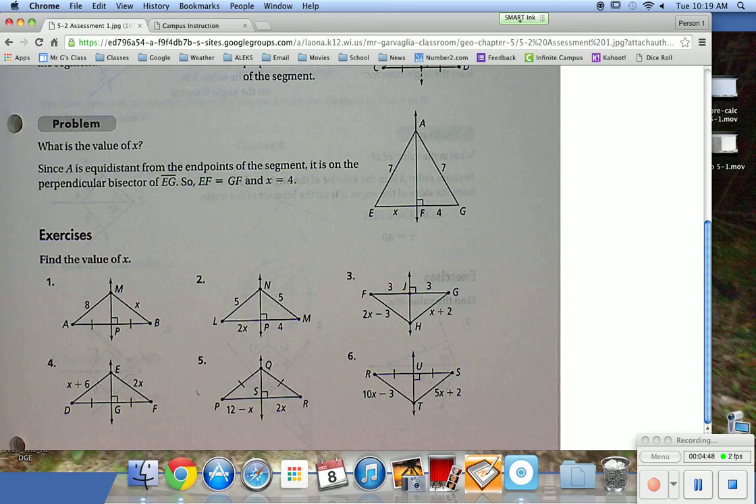How about this here? We show that these two segments are equal. So any point from here over to these points have to be equal. So we would set 2x minus 3 equal to x plus 2.